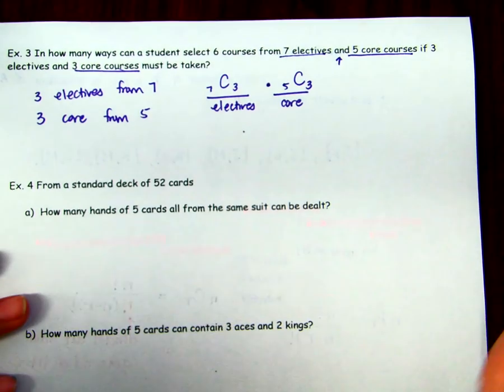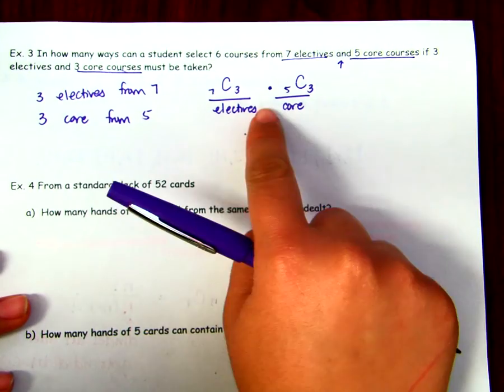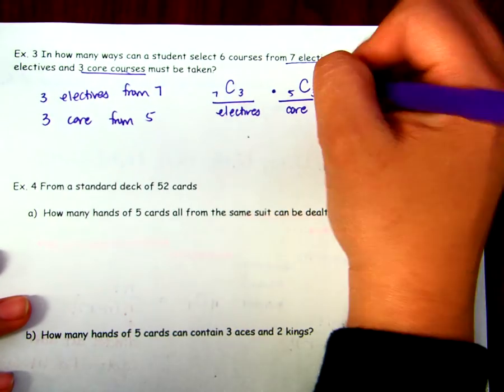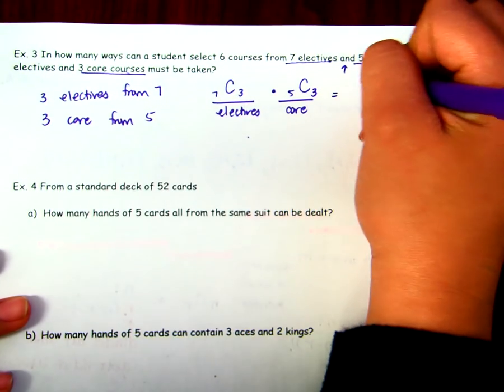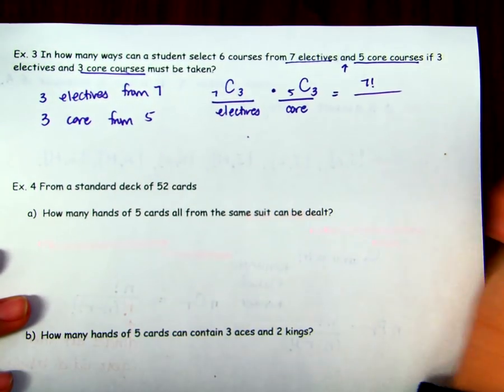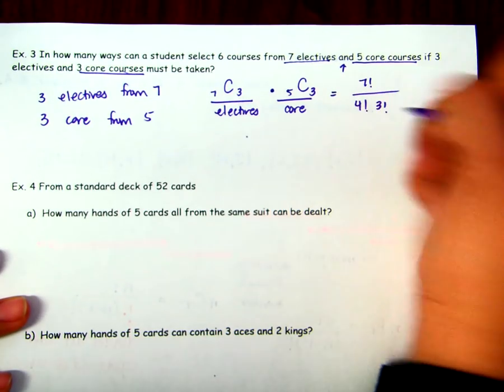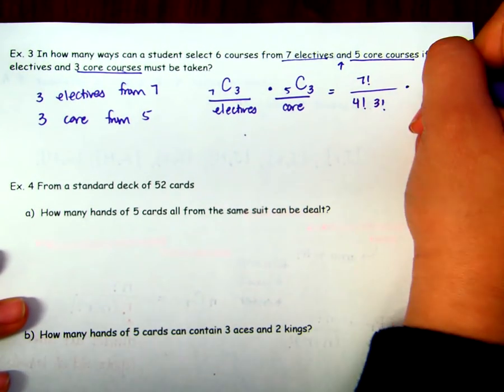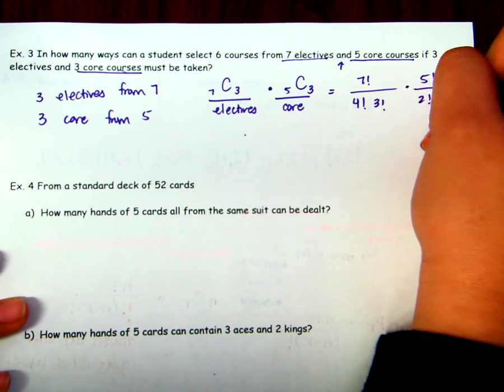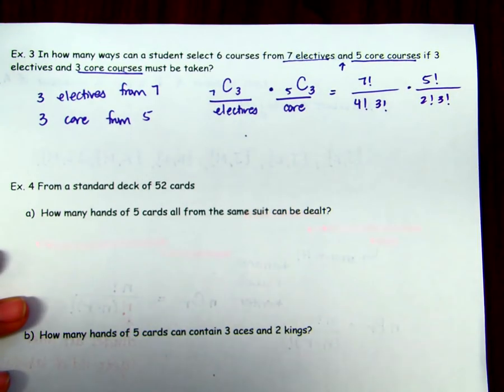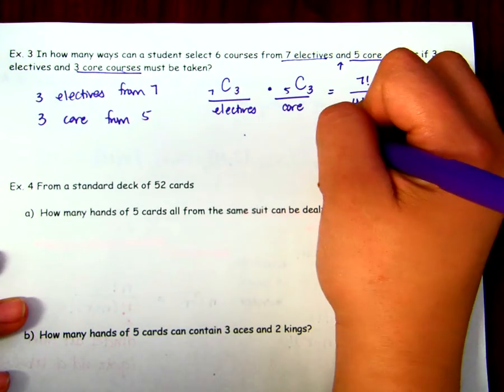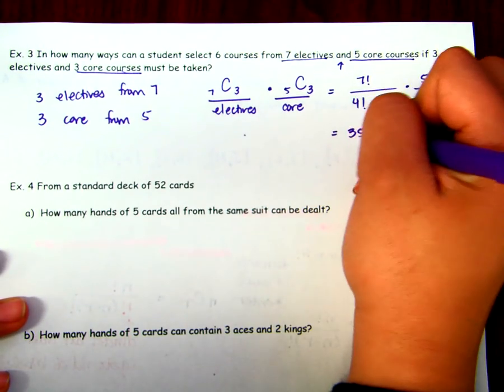So we have electives and core courses, and this would equal 7 factorial over 7 minus 3, which is 4, don't forget the 3 factorial, times 5 factorial over 2 factorial, 3 factorial, because 5 minus 3 is 2. This would eventually be 350.